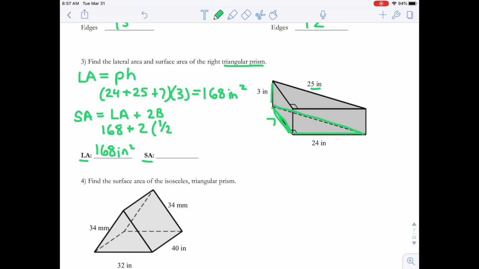base. Okay, so we got to think about the base of this triangle. The 25 is the hypotenuse, so you got to be careful there. The base is 24 or 7, whichever way you're looking at it. And your height would be the 7, or you could look at those vice versa. Well, the 2 and the 1/2 cancel out. So I got 168 plus 24 times 7, which is 336 inches squared.